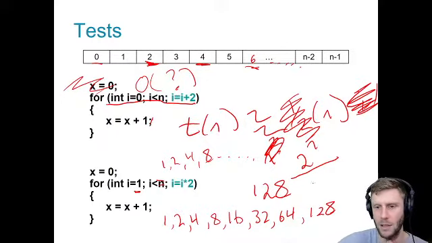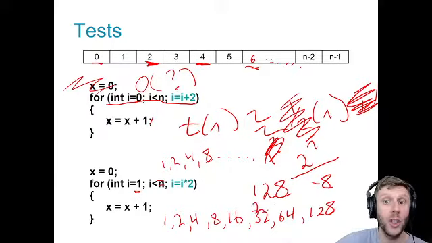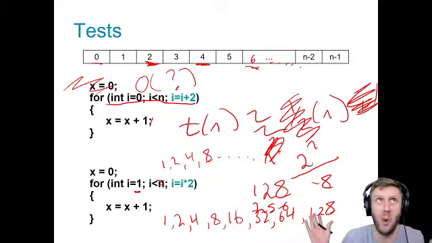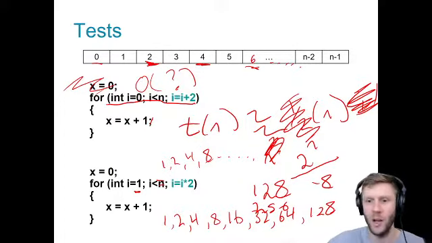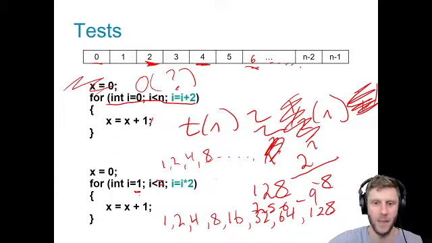Okay. What if n was 256? I'm just pulling these numbers out of thin air. There's no pattern. If n was 256, how many times would this loop run? Well, 9 times, right? If n was 512, how many times would it run? 10 times.